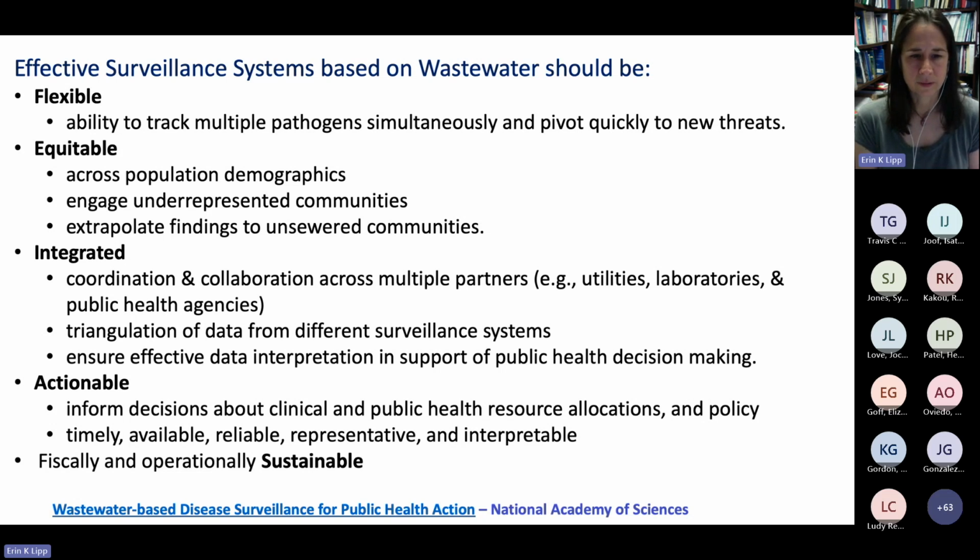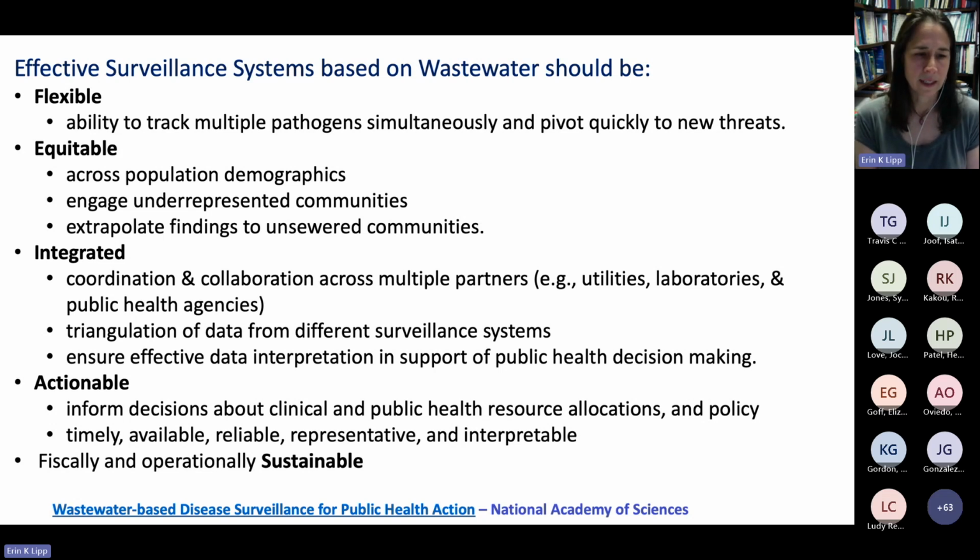And we have to ensure effective data interpretation so that it helps with decision making and it isn't just a surveillance system that we're putting out there and we can't do anything with. It needs to be actionable. So again, this goes back to the last bullet. It has to inform decisions about clinical and public health resource allocations and policy. It has to be timely, available, reliable, representative, and interpretable. We have to be able to do something with it or it will be useless.